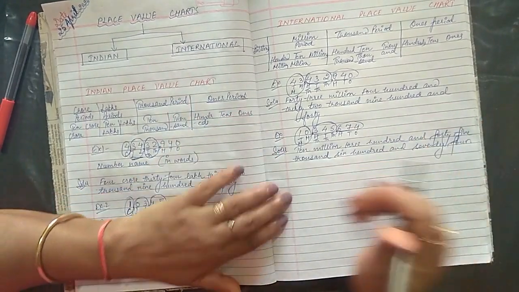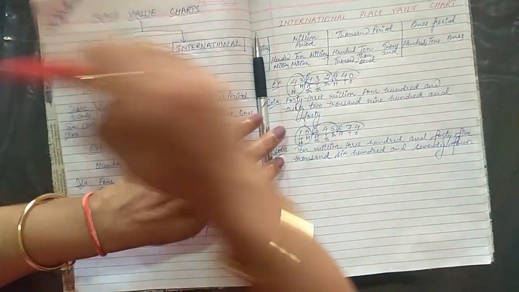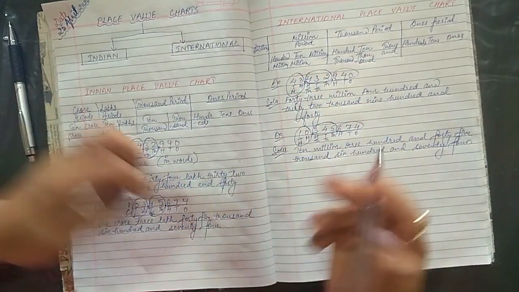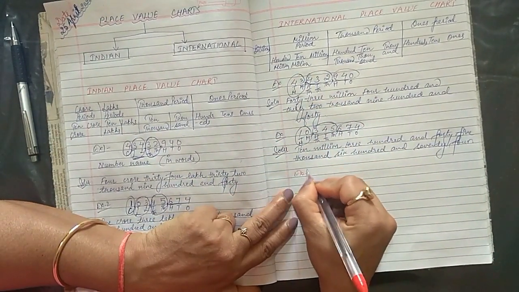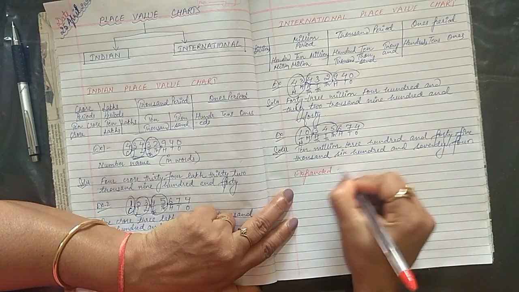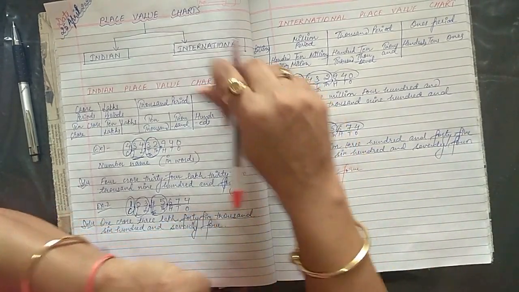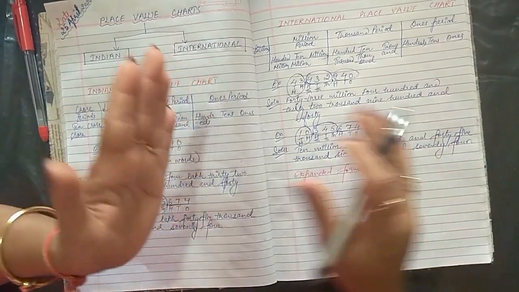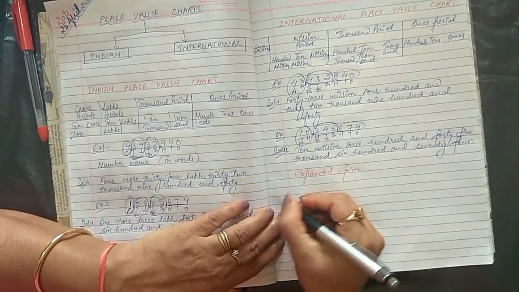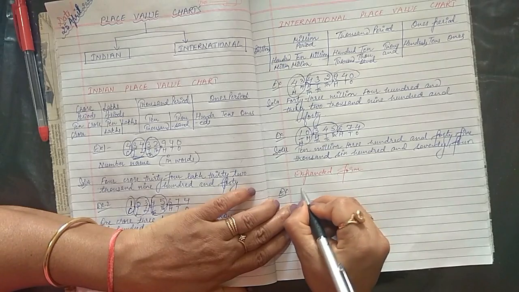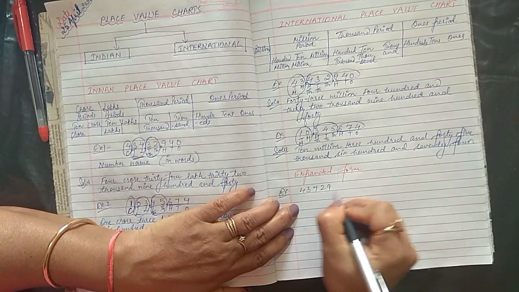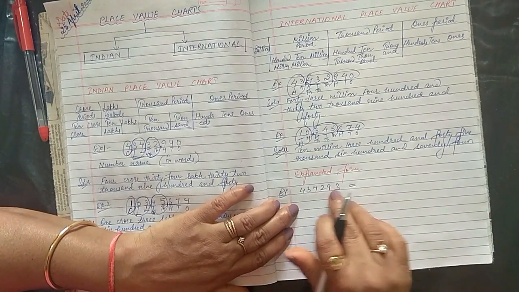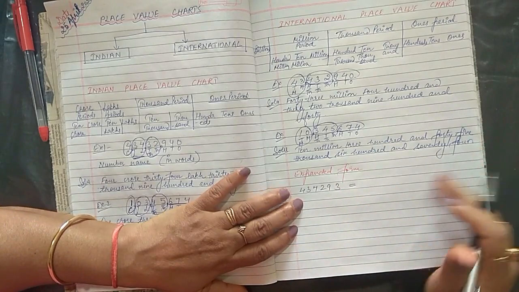Okay. Now comes the expanded form and short form. Expanded form. How to write a large number in expanded form. Expanded form means we have to expand that number. For example, if we have to write this large number in expanded form.